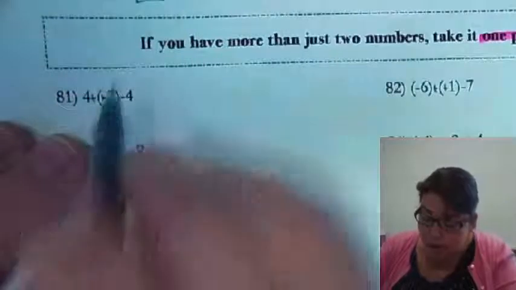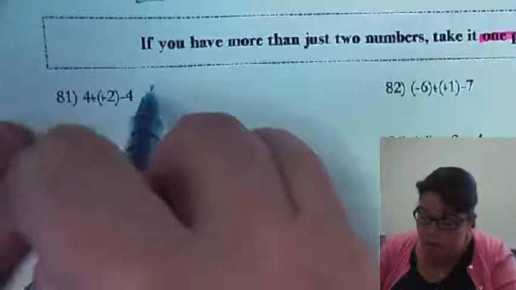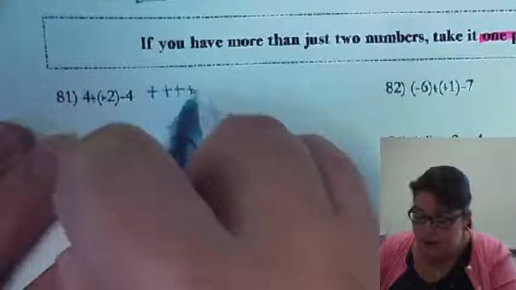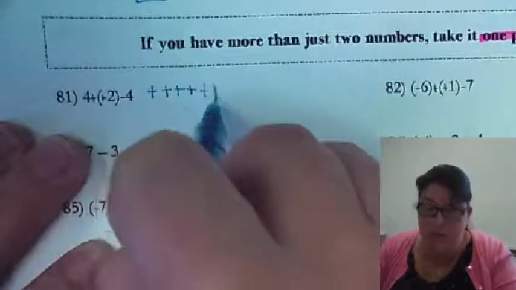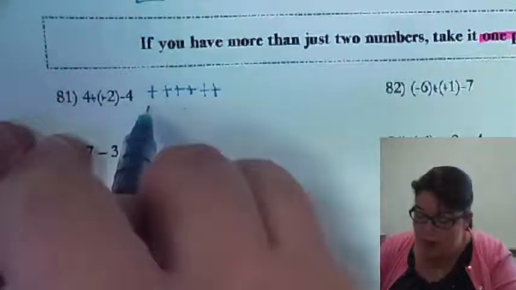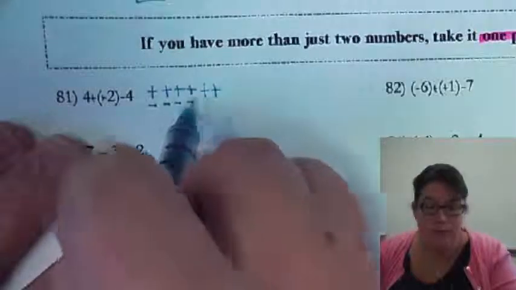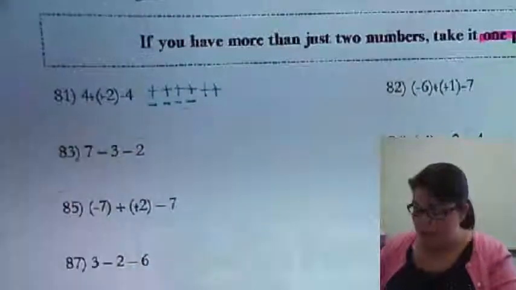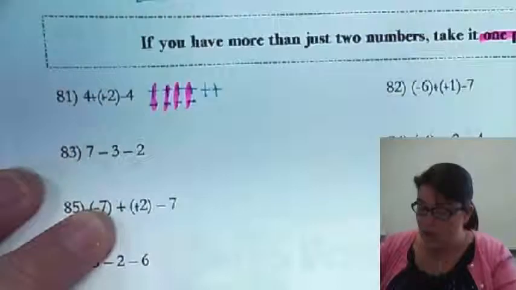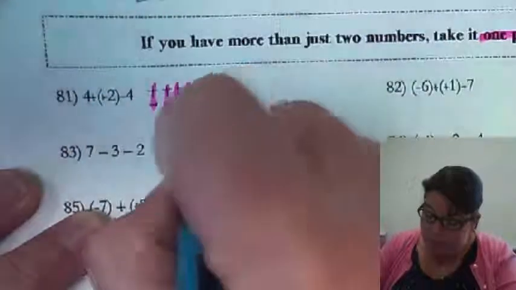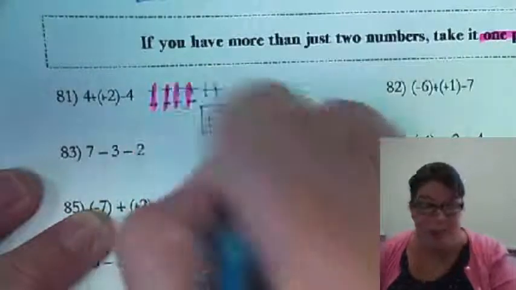So I'm going to do positive 4 gives me 4 plus signs. And positive 2 gives me 2 more. Now negative 4, I'm going to do negative, negative, negative, negative. Now that my positives and negatives are lined up, I can cross them out. And what am I left with? Well, positive 2, and that's my answer.